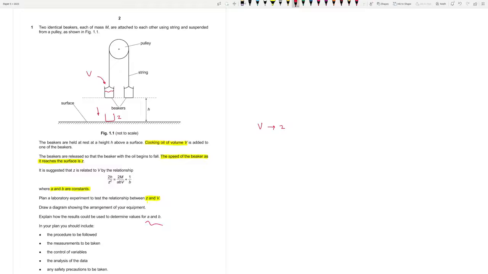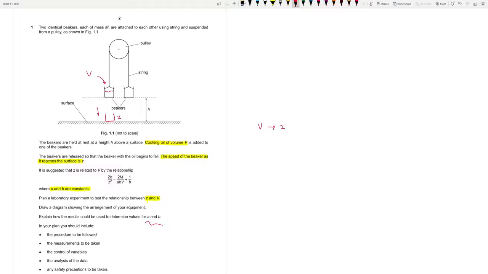Now, what do we need to keep constant in the experiment? So not z and v, right? Since they are variables, then not 2 either because it's a constant, not A and B either because those are constants as well. 1 is also a constant. So what do we need to keep constant? H and M, right? H and M need to be kept constant in this experiment. Okay? So that's the first part.